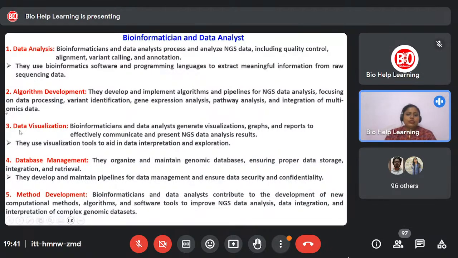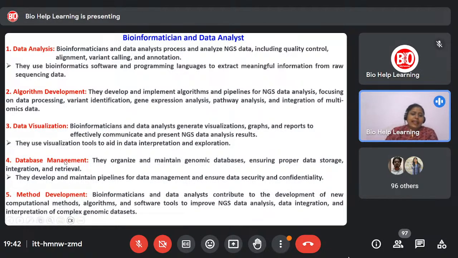Third one is data visualization. You produce the data, but you cannot show data in the format of alphabets or numbers. You need to visualize it through various graphs. For this, they also produce various software and tools. Or rather than this, they have another option. There are lots of freely available tools and software to visualize those data.